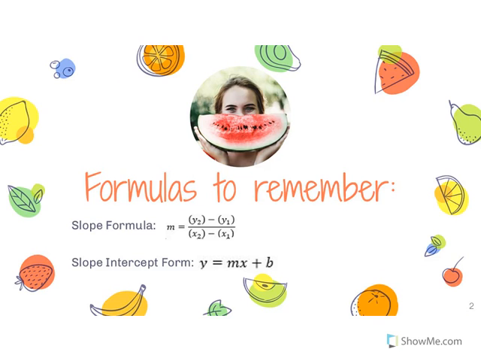So our first thing that you need to write down is formulas to actually remember. Our slope formula is m, still representing our slope, is equal to y2 minus y1 divided by x2 minus x1. And then our slope-intercept form again, which is y equals mx plus b.